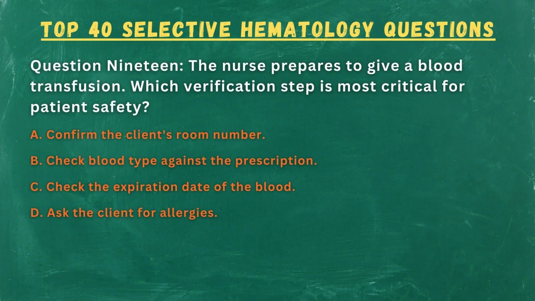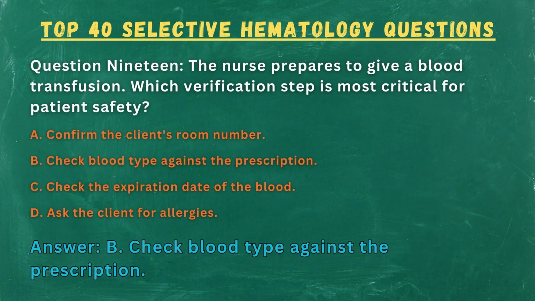Question 19. The nurse prepares to give a blood transfusion. Which verification step is most critical for patient safety? A. Confirm the client's room number. B. Check blood type against the prescription. C. Check the expiration date of the blood. D. Ask the client for allergies. Answer. B. Check blood type against the prescription.